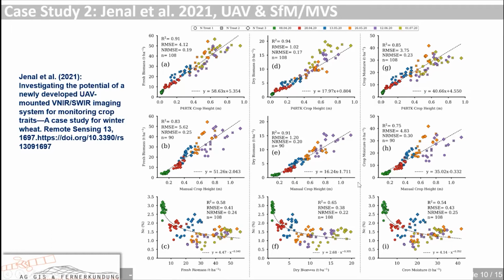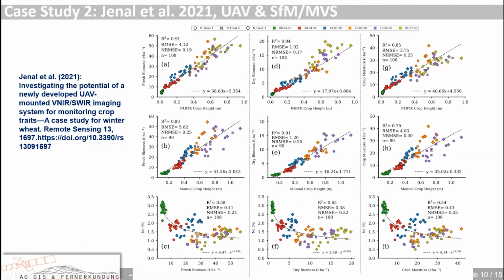Also, we see that the manual crop height performs similarly, but not as strongly as the UAV crop height. And with dry biomass, for example, you see again this negative function. But what you also see is that, of course, for each date we have a positive trend in the function with a different inclination of the trend line. But this is also well known, and this is what we would like to use in future.